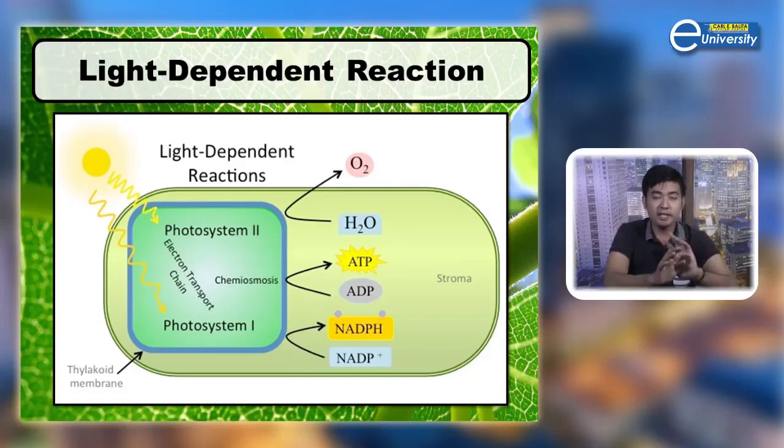So, the next process is the light-independent reaction, meaning independent, we don't need the light anymore. We need the ATP produced from the light-dependent reaction, and of course, the high-energy electron carrier, the NADPH.